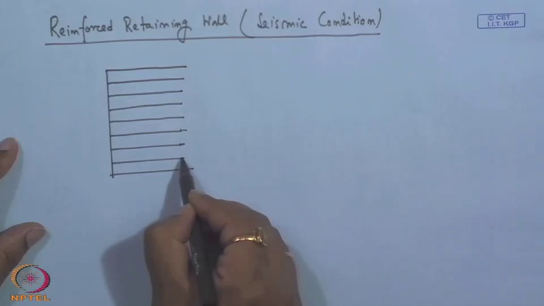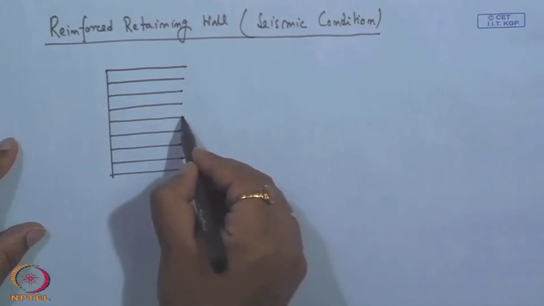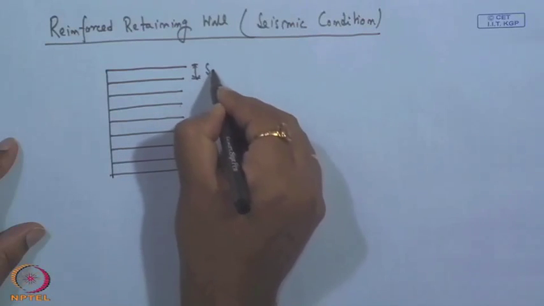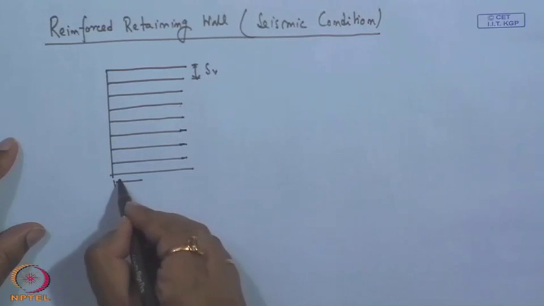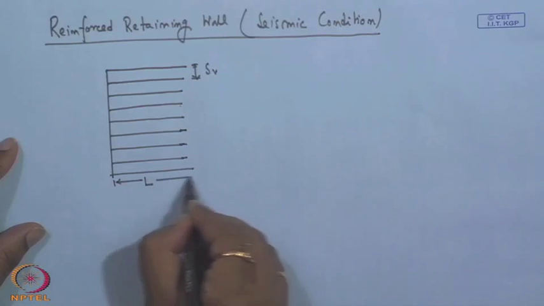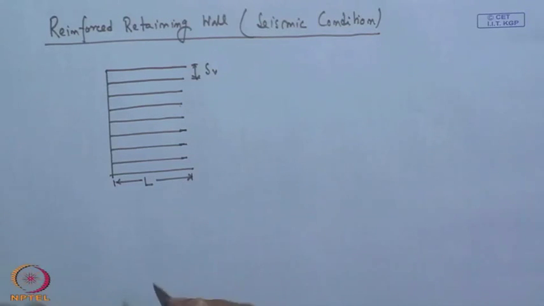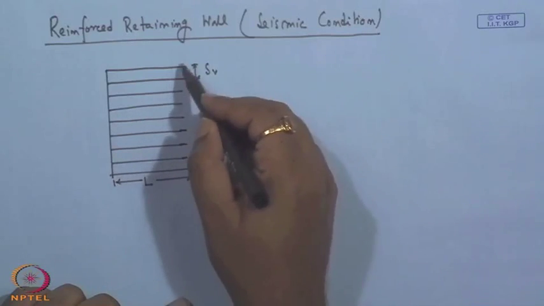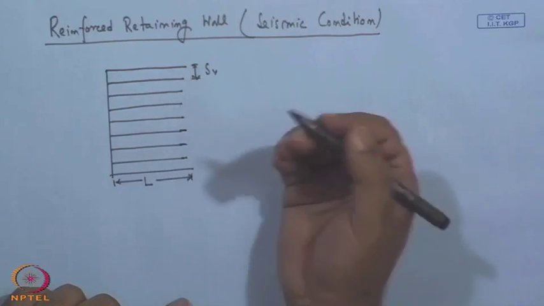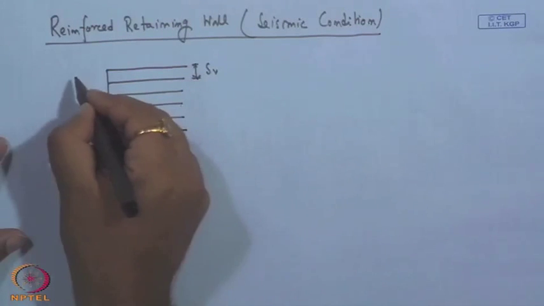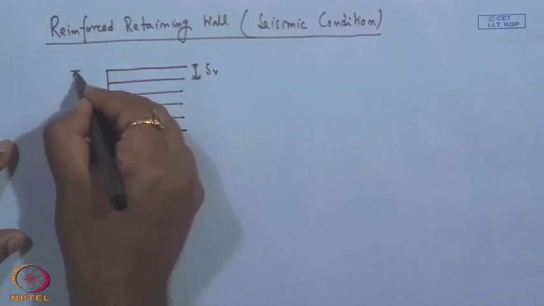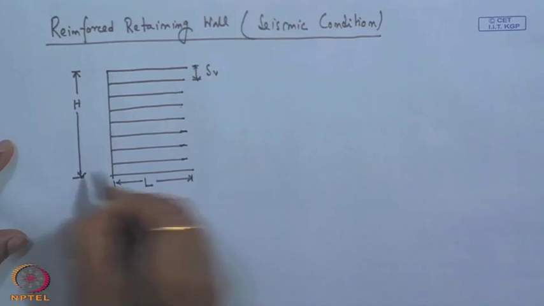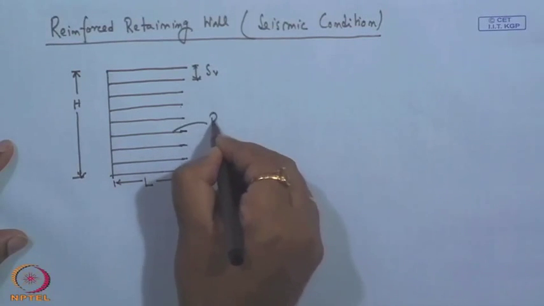So, this is the uniform spacing SB, and this is L, the total length of the reinforcement layer, including the anchorage length, the LR and LE. Suppose the height of the retaining wall is H. So, these are the reinforcements.